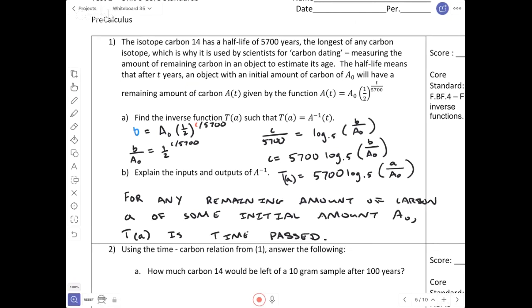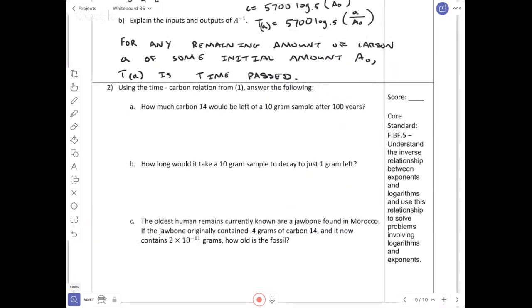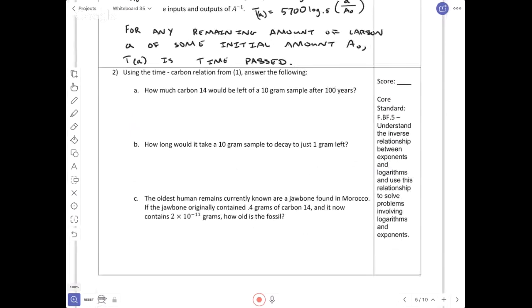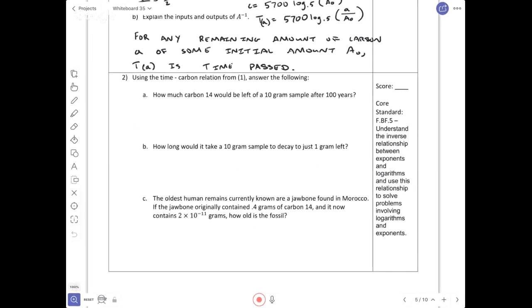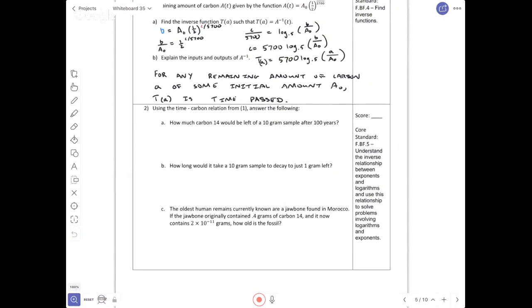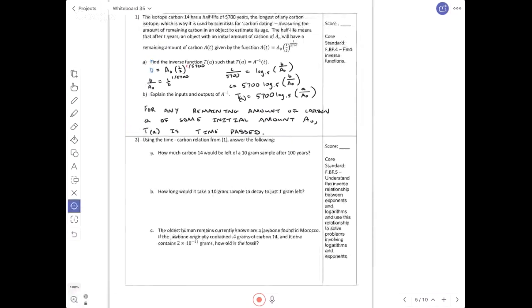How much carbon-14 would be left of a 10-gram sample after 100 years? So here I'm plugging in 10 grams to my function that tells me how old stuff is with certain amounts left. So wait, no, sorry. I'm plugging in 100 years to my original function, which tells me how much carbon will be left after a certain number of years.